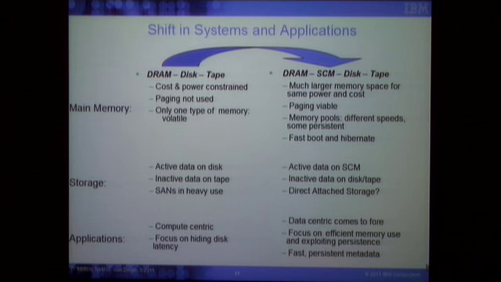What else? Let me see. I think the rest of it is fairly obvious stuff.